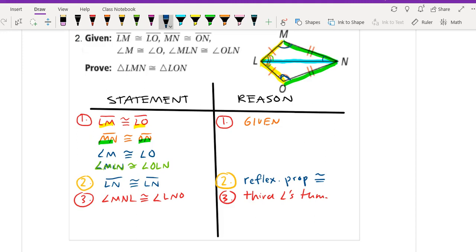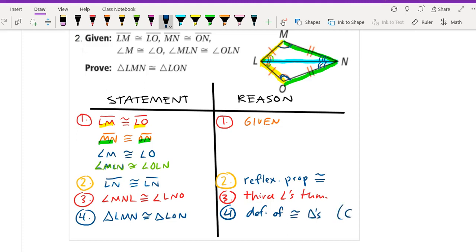And again, we have a situation where we've shown that all the angles and all the sides are congruent, and therefore I can conclude by the definition of congruence, triangle LMN is congruent to triangle LON. And the reason is definition of congruent triangles.